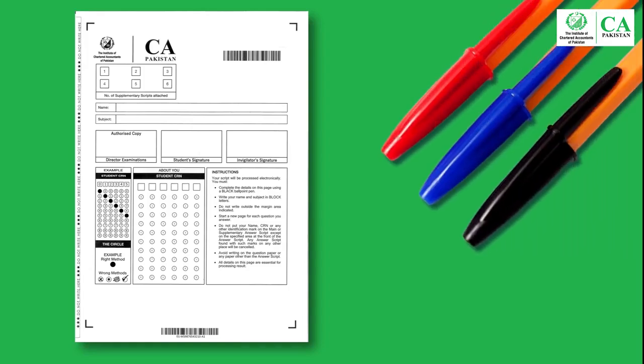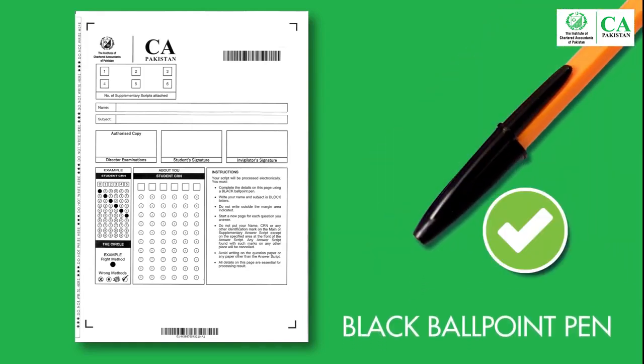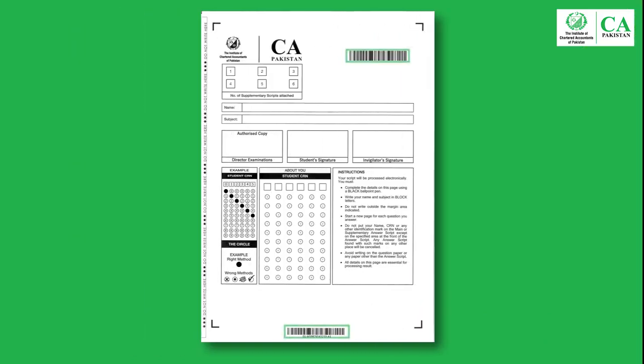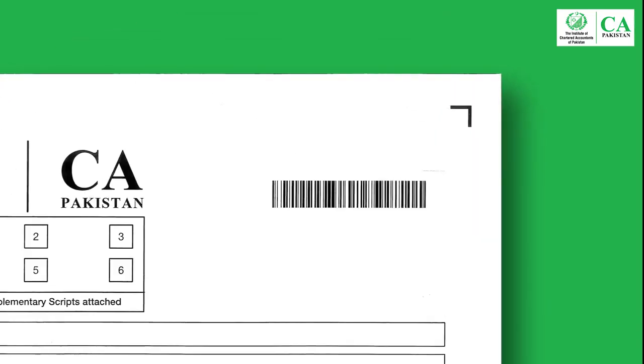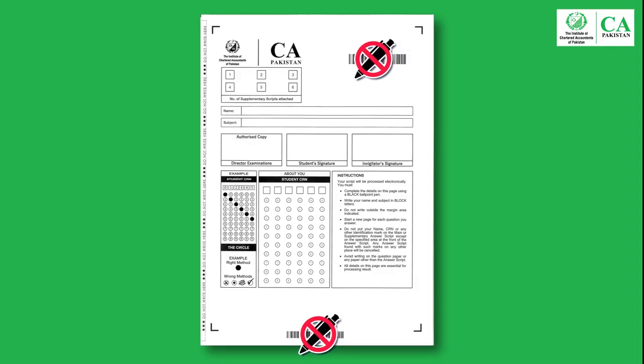Here is the front page of the main answer script. You have to fill in this page using a black ballpoint pen only. You will see two barcodes on the front page. The first barcode is at the top, while the second is at the bottom of the page. You must not write on the barcodes. Any damage to the barcodes would hinder the electronic processing of your answer script.